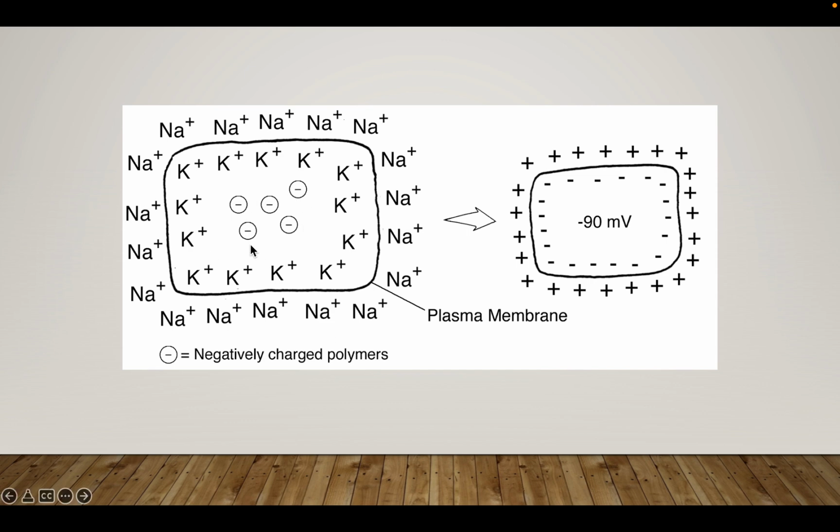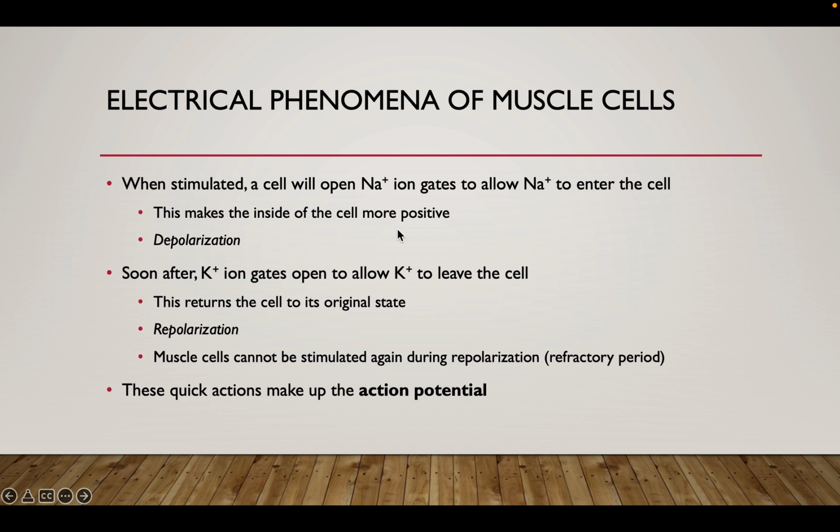You have negatively charged polymers that you can see here, so things like different proteins or nucleic acids on the inside of the cell possess a net negative charge that contributes to the inside of the cell being more negative relative to the outside, so we have this polarity of roughly negative 90 millivolts. This is what we'll call our resting potential, okay? And so we will now get into the actual electrical phenomena of our cells, okay?